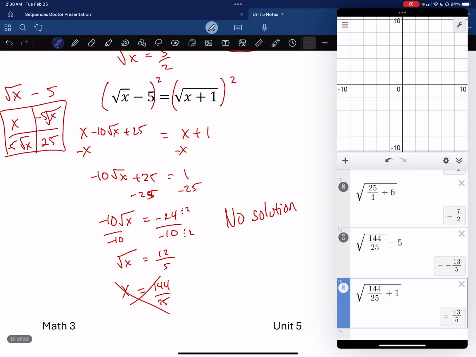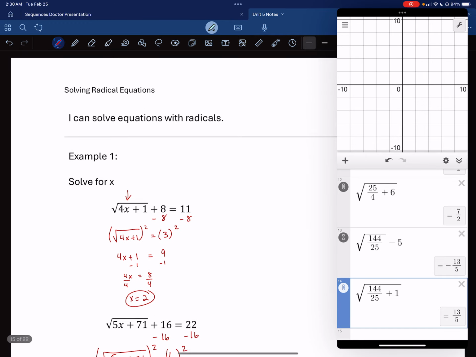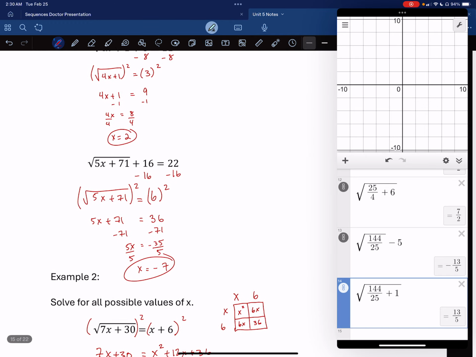Right. So that is how you solve equations with radicals or square root symbols.